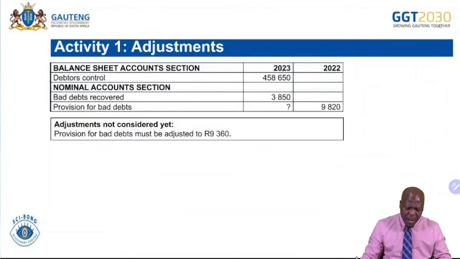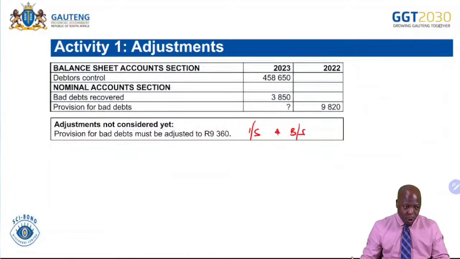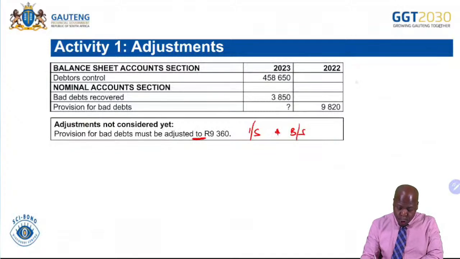And it reads, provision for bad debts must be adjusted to 9,360. So once we have such an adjustment, you have to understand again that we must record this adjustment in the income statement as well as in the balance sheet. So I would then say, if you have provision for bad debts, which is being adjusted to, this goes to the balance sheet.